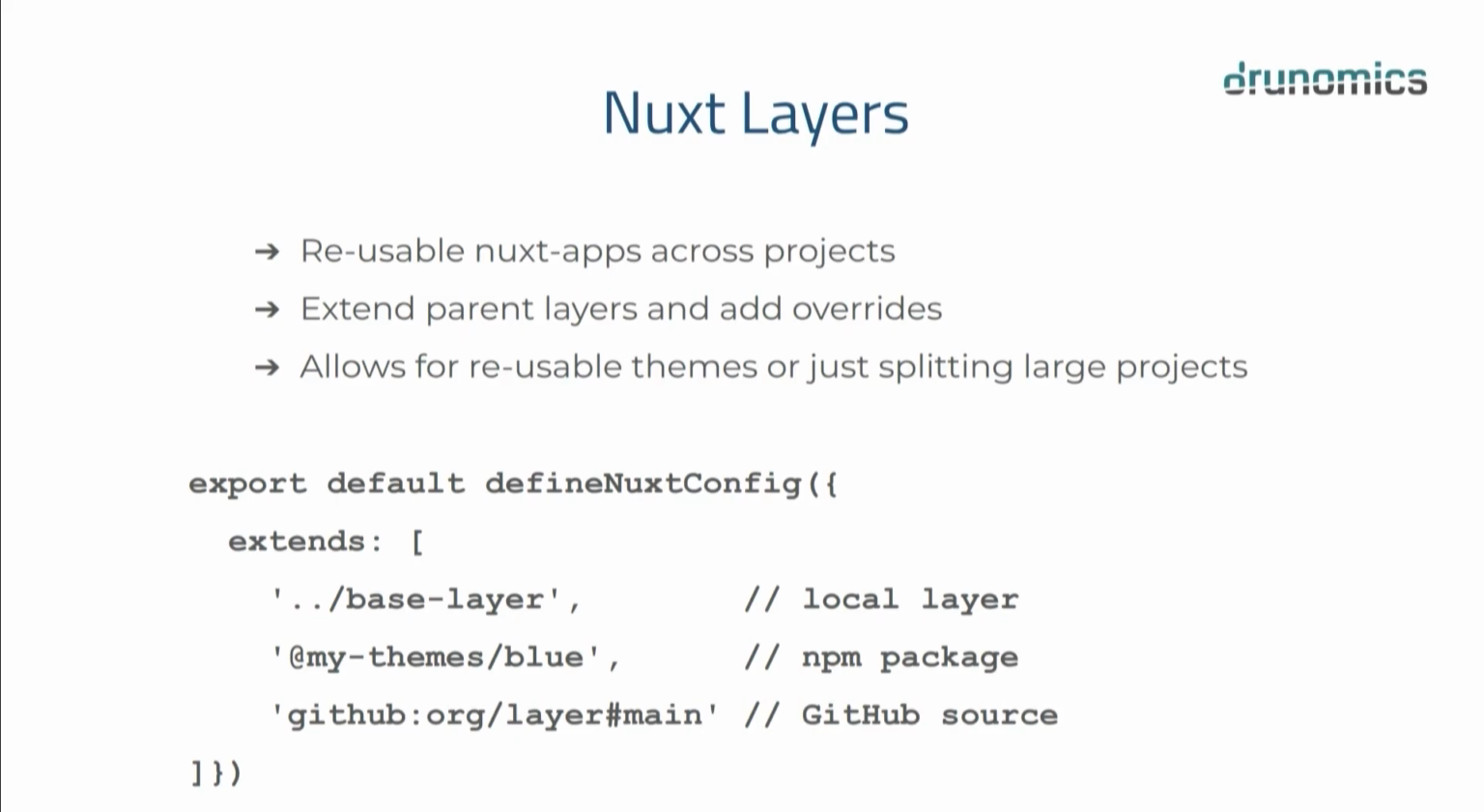Another thing that Nuxt has available and is maybe not popularly used, but can also be quite handy, is Nuxt Layers. Nuxt Layers is basically a possibility to reuse Nuxt apps or parts of Nuxt apps across projects. So when you have a Nuxt application, you can just say, okay, extend this other Nuxt application. And you would do it as you would see here, with that extends key in the configuration. You basically can just locally refer to another layer, or also to layers published at NPM or at GitHub.